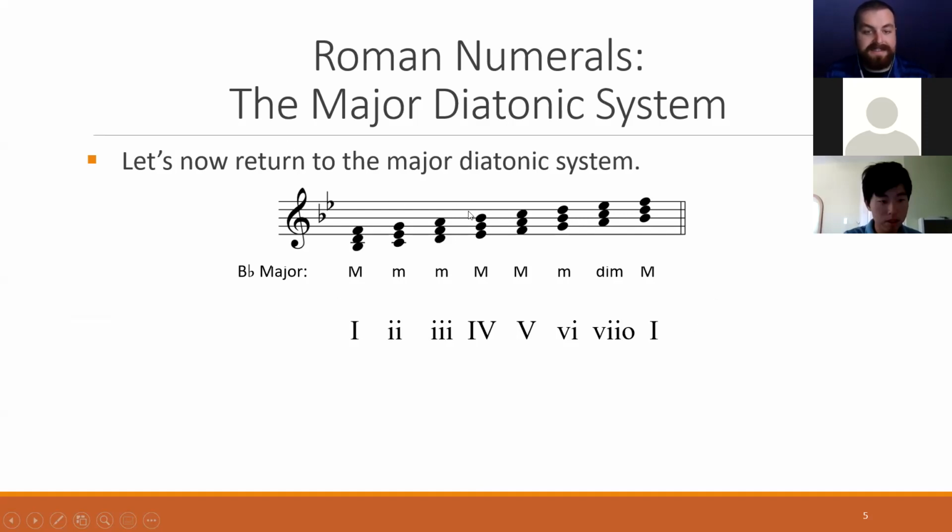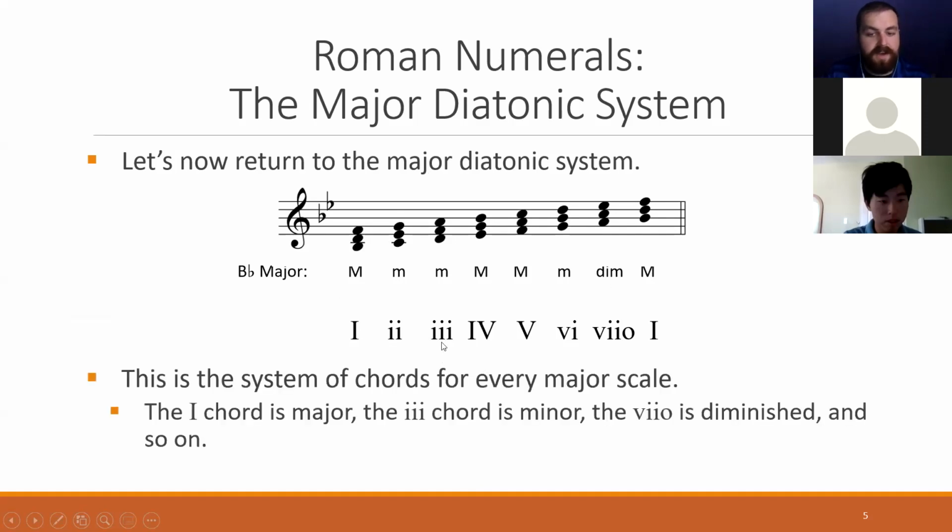Now, whenever we add accidentals to the picture, it's generally seen as outside of the diatonic system. But when we get into minor, we'll talk about how that gets tricky. So this is the system of chords for every major scale. The 1 chord in a major key is always major. The 3 chord in a major key is always minor. The 7 diminished chord in a major key is always diminished, and so on and so on and so on. So this is useful for a variety of reasons.